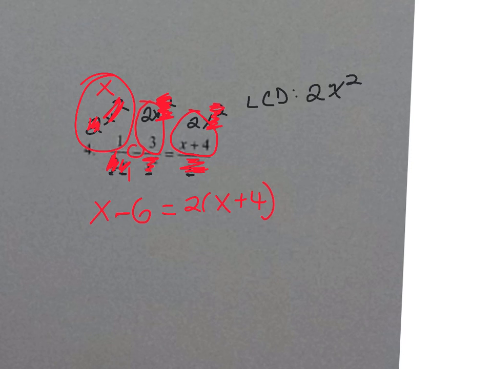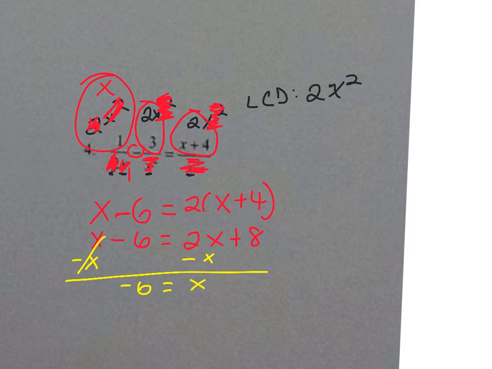All right, now we solve. X minus 6 equals 2x plus 8. All right, so I'm going to minus x. Negative 6 equals x plus 8. And minus 8, we get negative 14. And then you do have to check it, and I will tell you, because I already checked them at home, this does work.